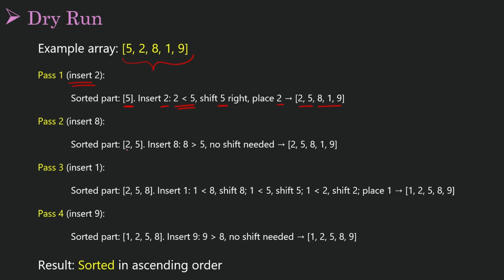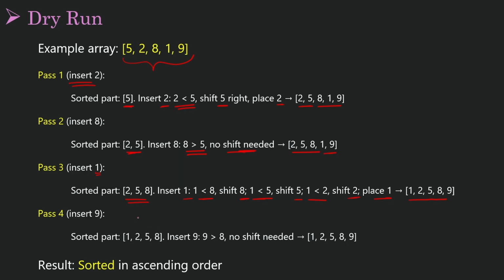Pass 2, insert 8. Sorted part, 2, 5. Insert 8. 8 greater than 5, no shift needed. 2, 5, 8, 1, 9. Pass 3, insert 1. Sorted part, 2, 5, 8. Insert 1. 1 less than 8, shift 8. 1 less than 5, shift 5. 1 less than 2, shift 2. Place 1: 1, 2, 5, 8, 9.